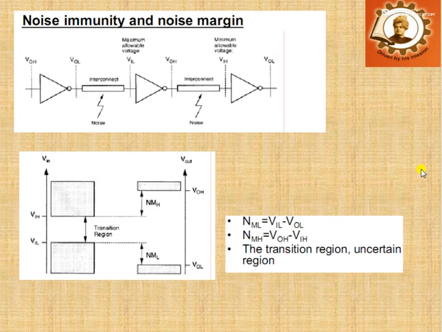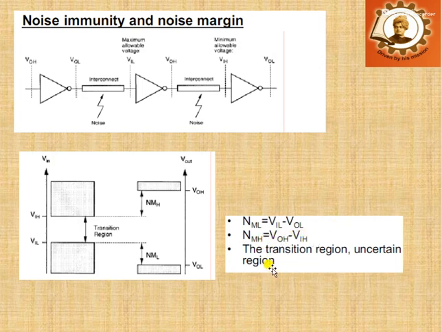That noise, I have told you, may be from your power supply switch or it may be your electromagnetic radiation. So there are two noise margins depending on logic 0 and logic 1. In that figure you can see the low noise margin NML and high noise margin NMH, defined as NML equal to VIL minus VOL and NMH equal to VOH minus VIH.